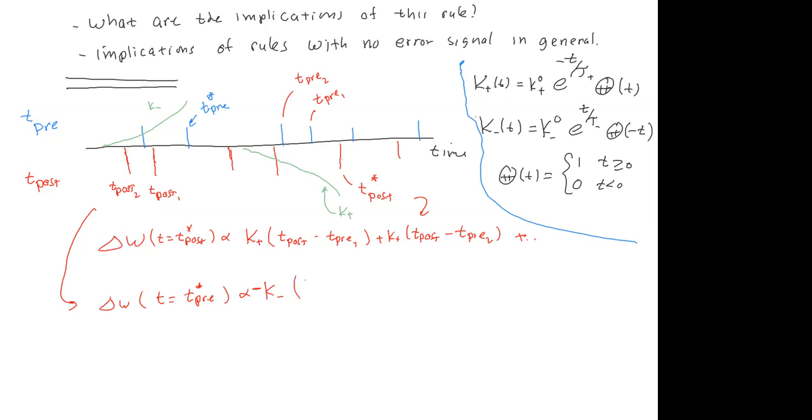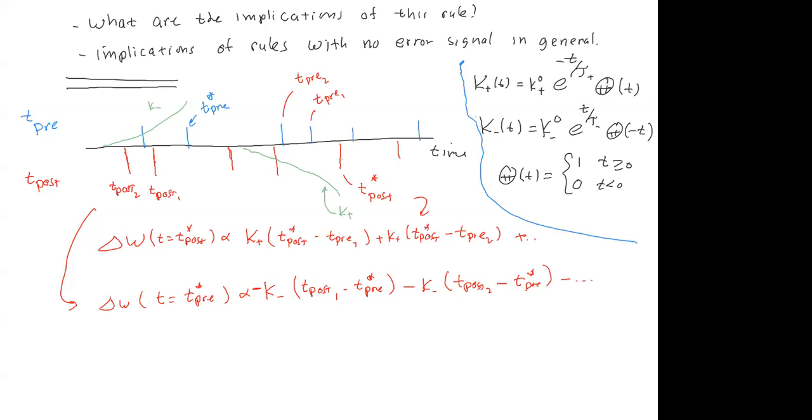And now it's T post one minus T pre star, minus K minus of T post two minus T pre star, minus dot, dot, dot. Okay, this is a star, this is a star.